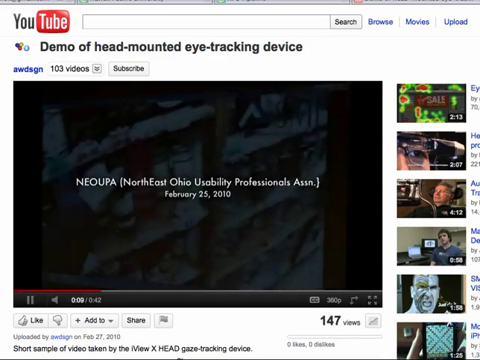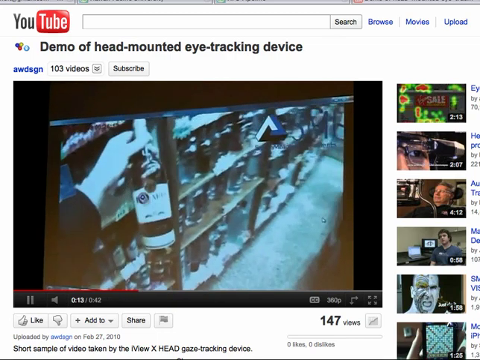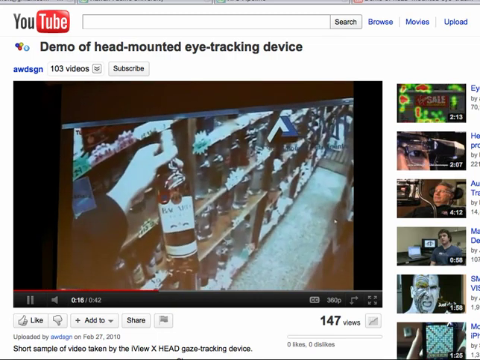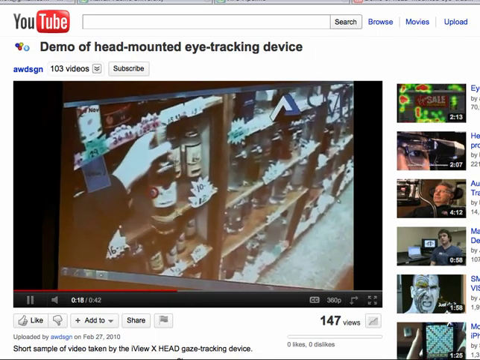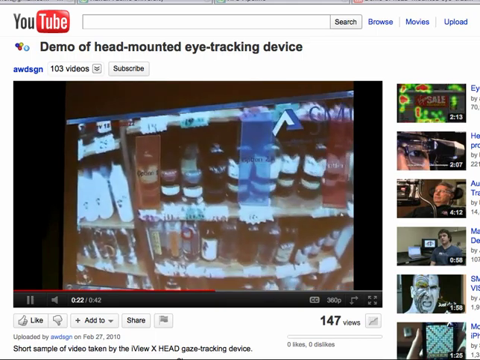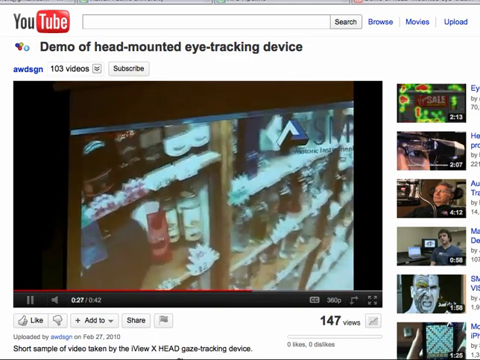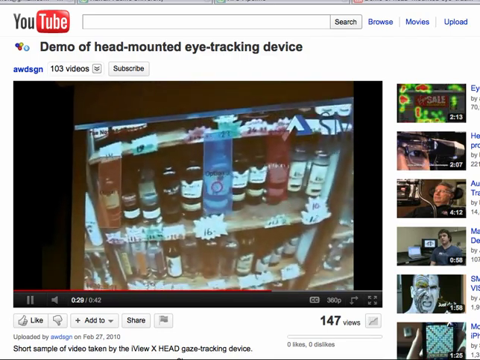Things we saw at the NEOPA meeting was video taken using the head-mounted eye tracking system. The person wearing it, you can see where they're looking by those little red circles that are jumping around. And the colored rectangles represent specific targets that have been pre-programmed into the system. That's what they're most interested in keeping an eye on.